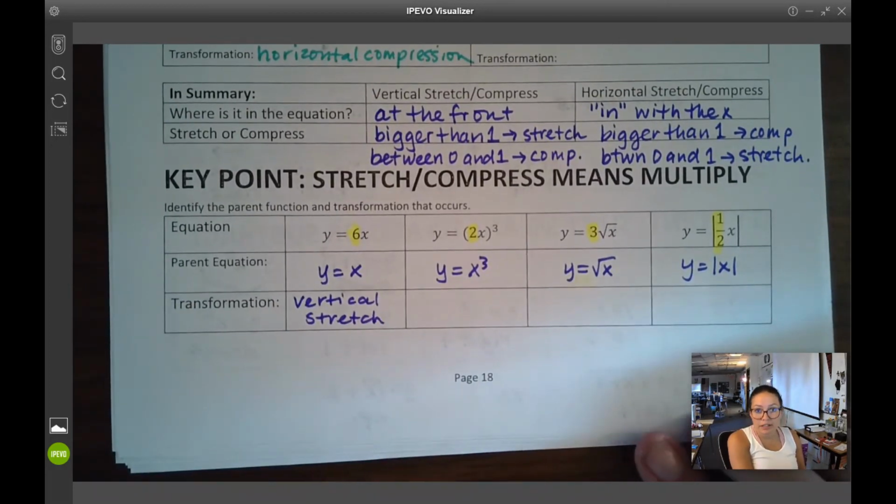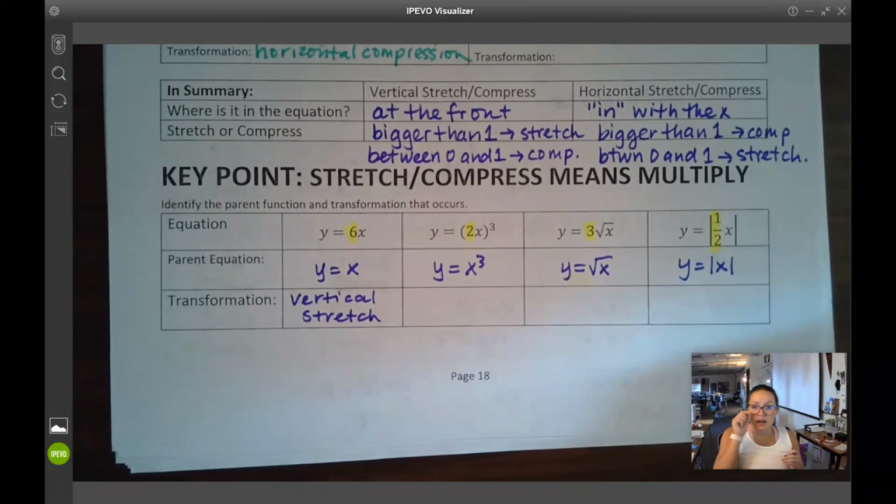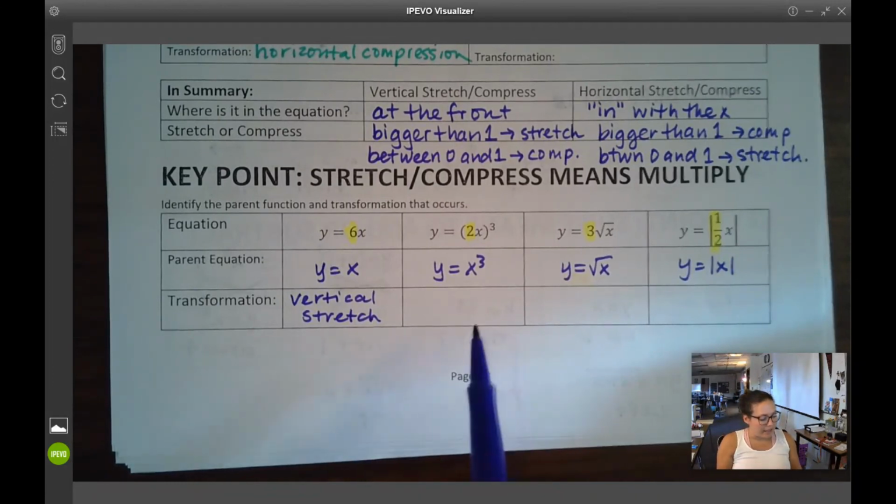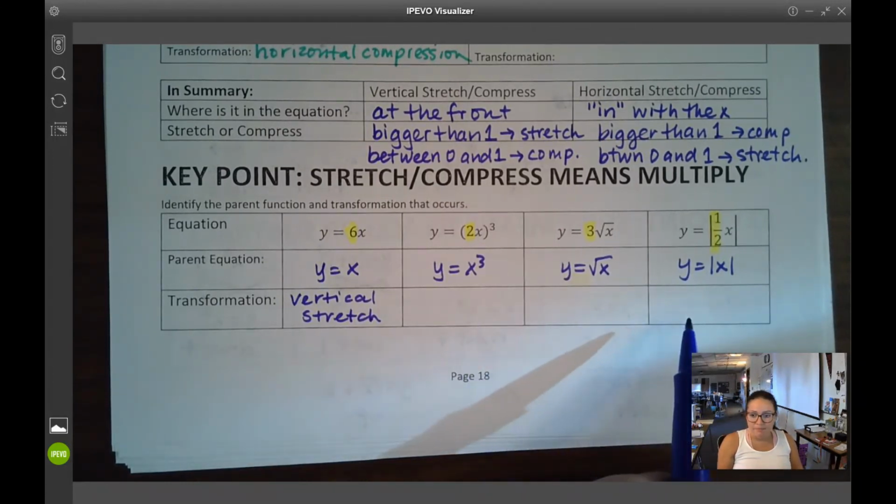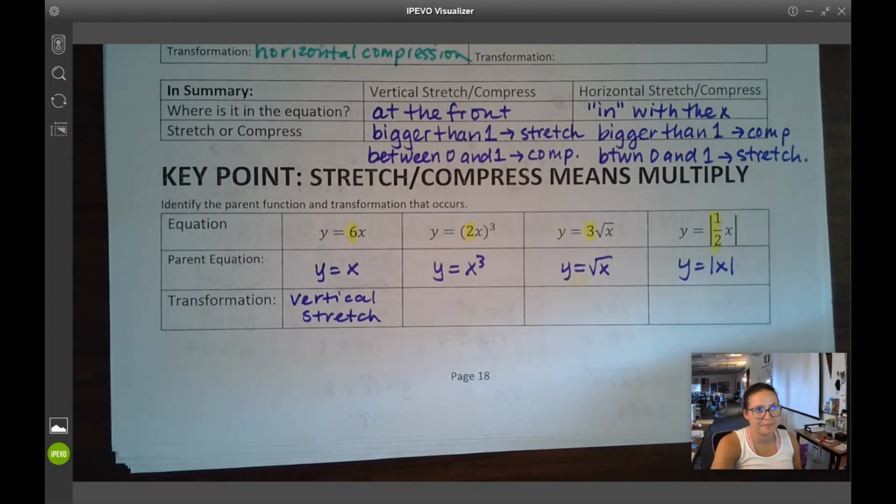Okay, here's what I'd like you to do. Please pause the video and finish these 3. When everybody's done, press play on the video and we'll check over your answers. So press pause right now for me. All right, let's go through these.